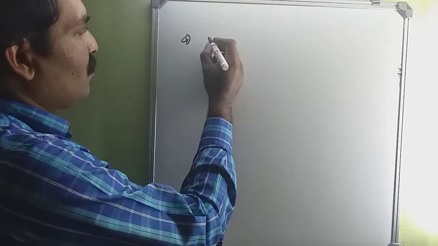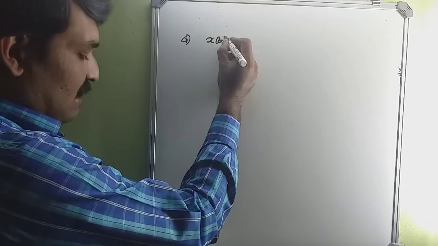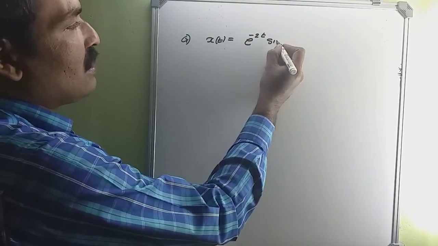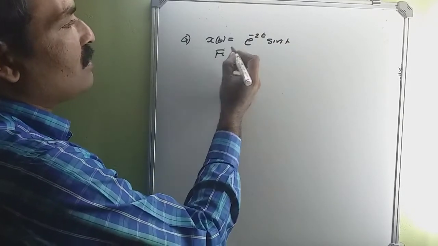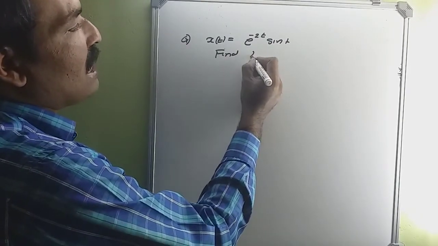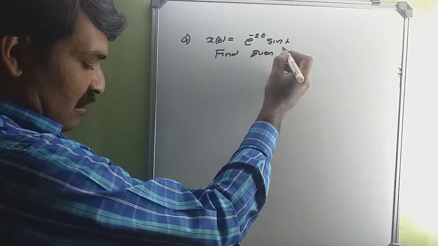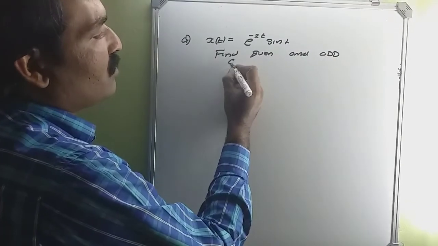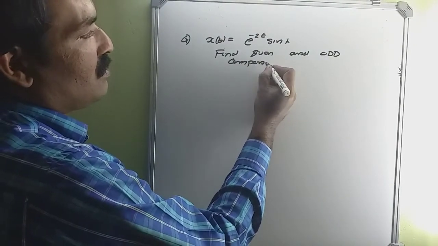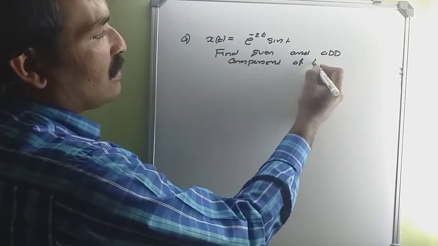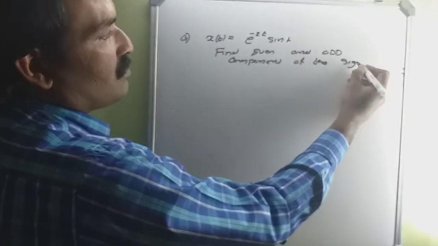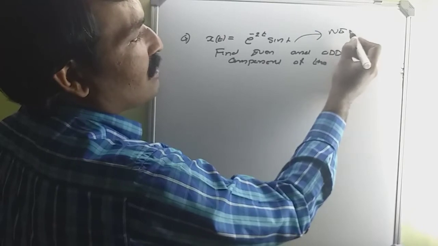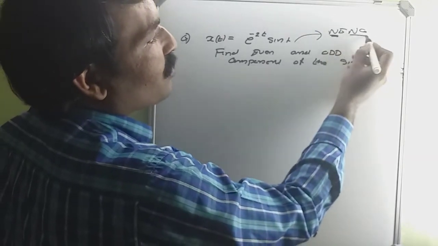Question. x of t is equal to e raised to minus 2t sin t. Find the even and odd components of the signal. This is a neither signal, that means neither even nor odd.